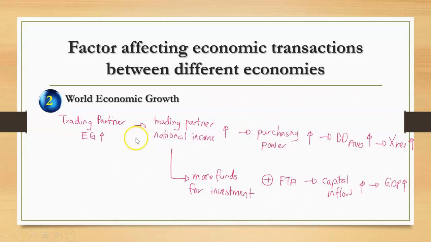Okay, next, factor number 2, world economic growth. Every time we look at the words world economic growth, it actually refers to our trading partners' economy. So if the trading partners' economic growth rate were to increase, that means the trading partners' economy expands. In that case, the trading partners' national income will be on the rise. If you refer back to video 1, the previous video, you would understand what I'm talking about here. So their national income would increase, then their purchasing power will increase.